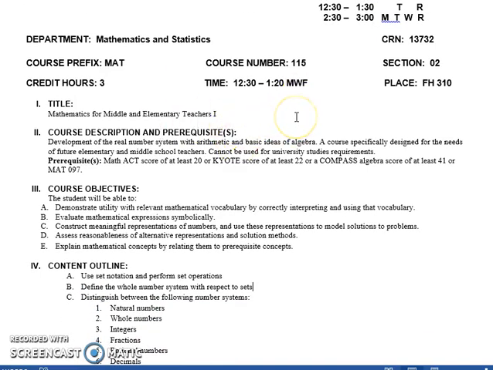The title for this course is Mathematics for Middle and Elementary Teachers 1. The purpose of this course is to help you understand why we add 2 plus 2 to get 4. To understand not just that it is 4, but all the different methods of getting 4. Simplistically, that's what we're going to be doing this semester.